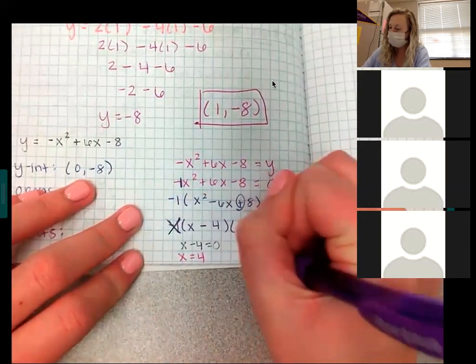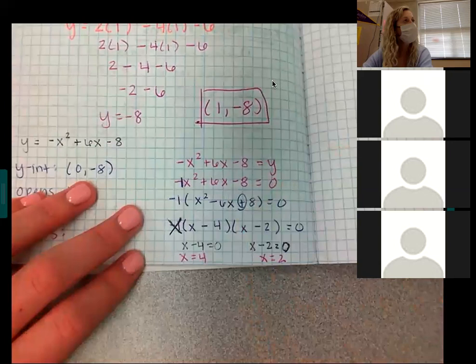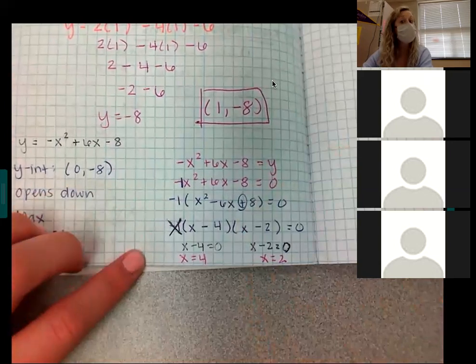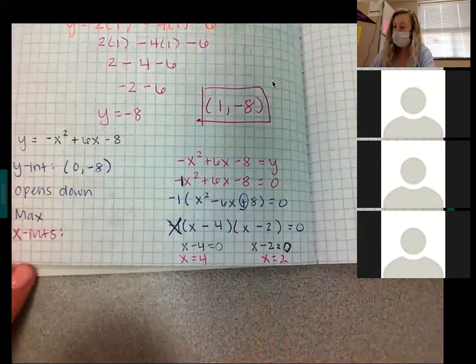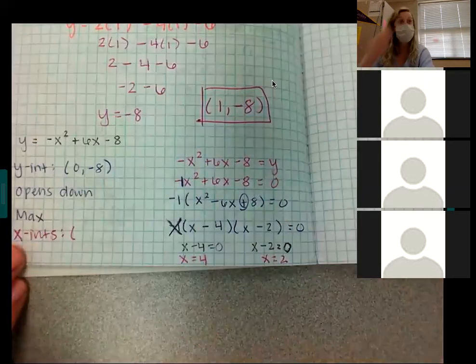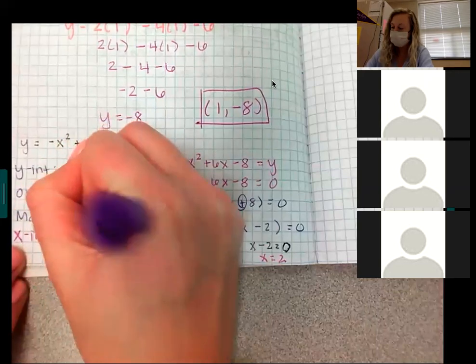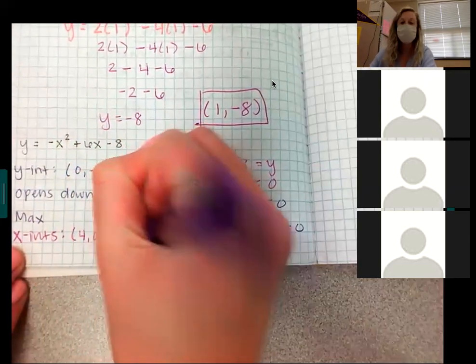Do y'all agree it's 4 and 2 if you solve them? How do we write it? You don't put 4 comma 2. You put zeros where? Yes, (4, 0) and (2, 0).